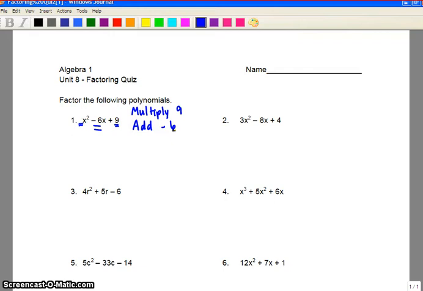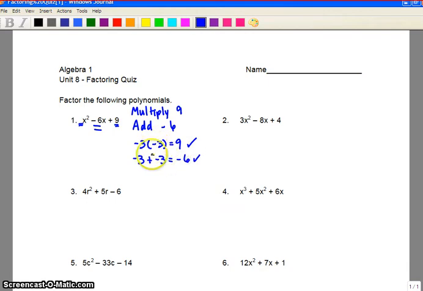But when I add those same two numbers together, I get the second term, which in this situation is a negative 6. So I want to know what are two numbers that when I multiply them I get a positive 9, but when I add them I get a negative 6. And those two numbers are a negative 3 and a negative 3. Because a negative 3 times a negative 3 is going to give me a positive 9, so we're good there. And a negative 3 plus a negative 3 is going to give me a negative 6, so we're okay there.